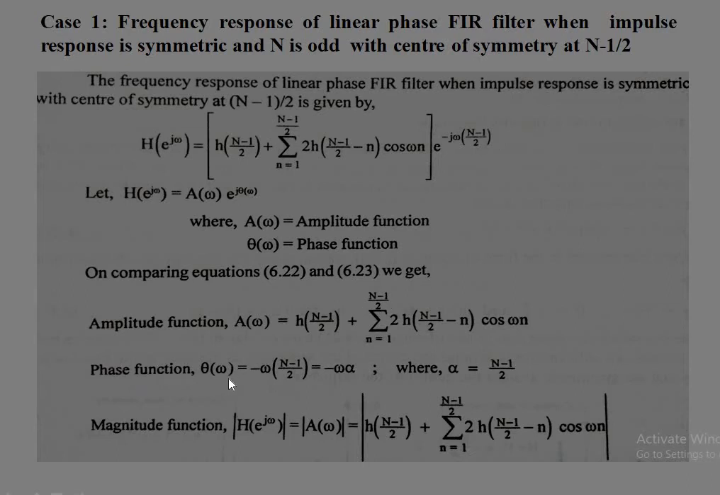Similarly, the phase function is related to this omega (n minus 1)/2 with a negative sign. Therefore it is represented as phase function is equal to minus omega into (n minus 1)/2, where this (n minus 1)/2 is represented with a constant like alpha.